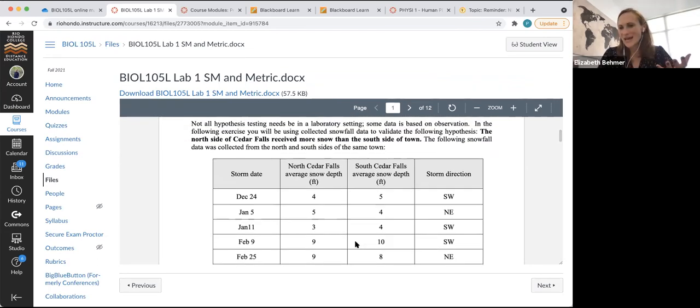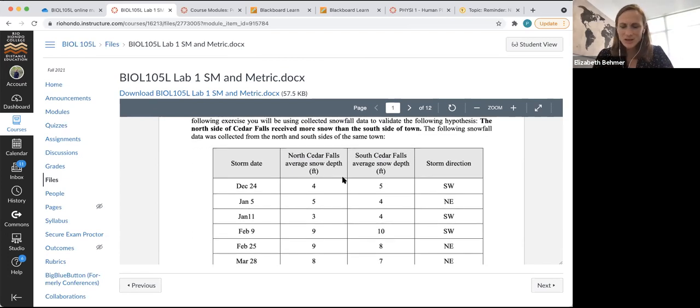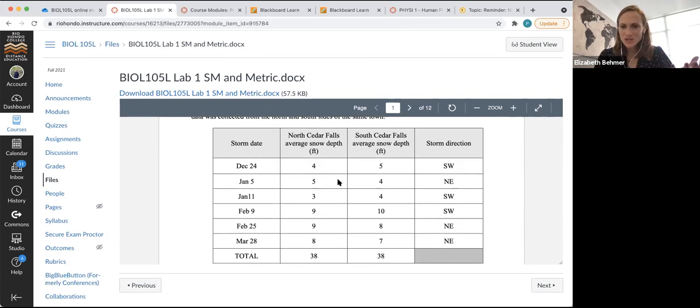But what we've done is we've used the scientific method. We've made an observation. We've taken data collection. So we've measured the depth of snow through the whole winter on the north side of Cedar Falls and the south side of Cedar Falls. I think that's a town in Iowa.